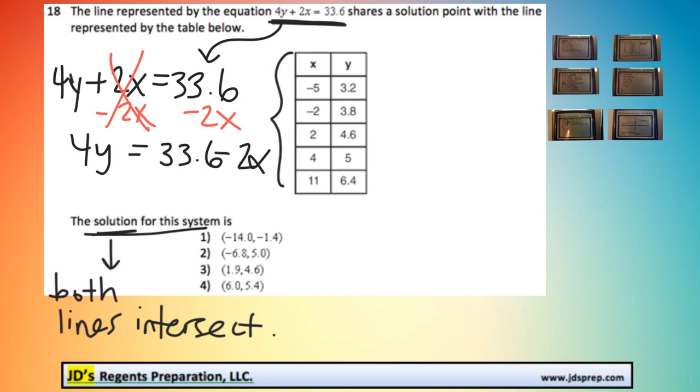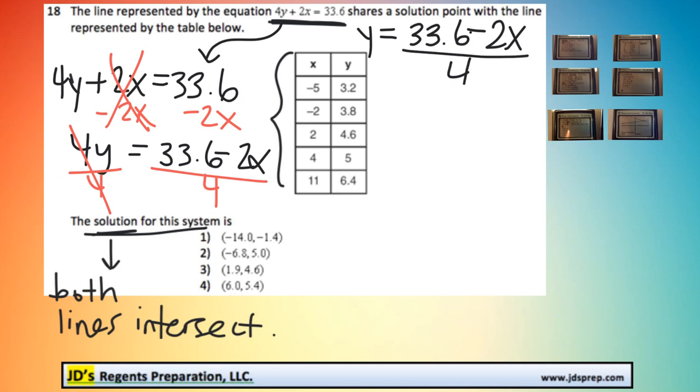And then the last step is that we need to get rid of that 4 that's being multiplied by the y, and we're going to do that by dividing both sides of this equation by 4. And that'll make those cancel out. So in the end, I'm just going to write it over here. This equation is the same as y equals 33.6 minus 2x, all divided by 4.